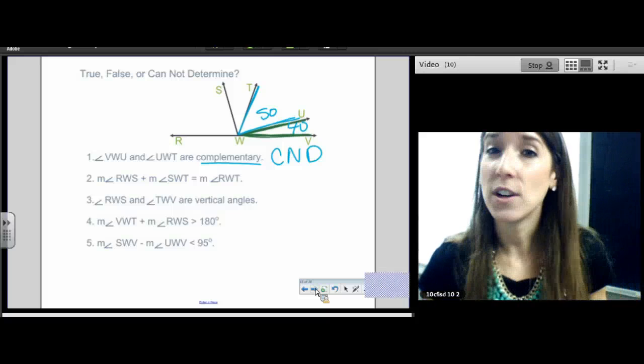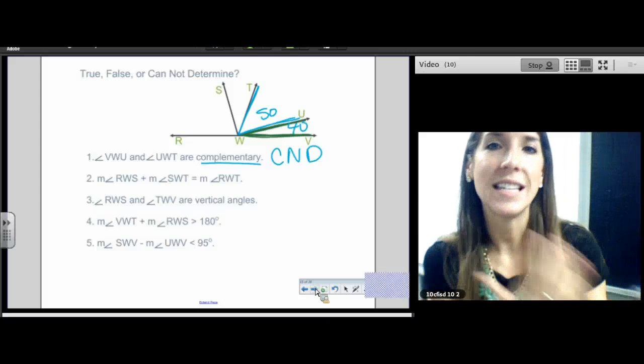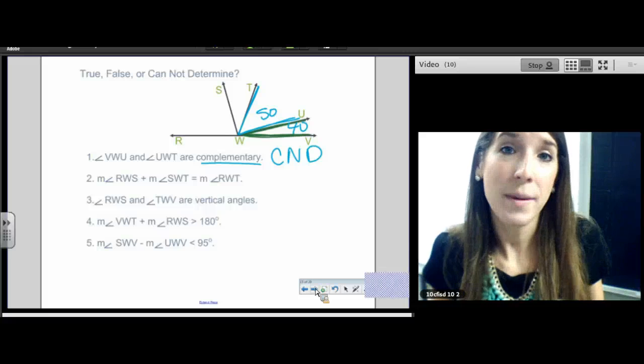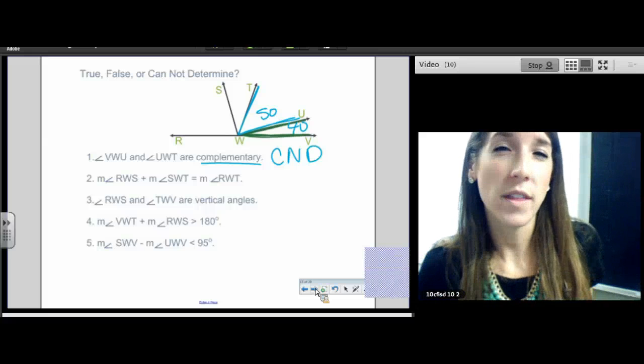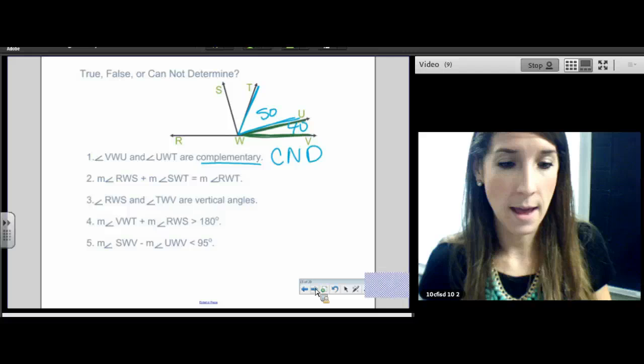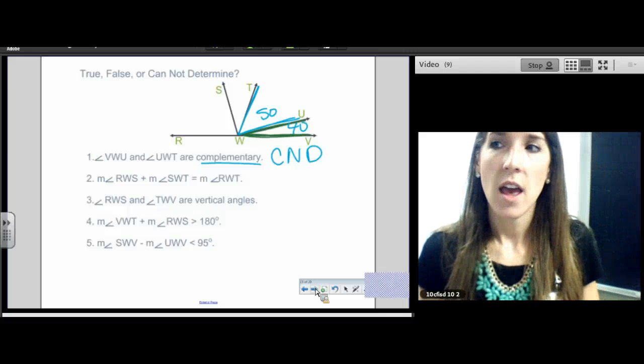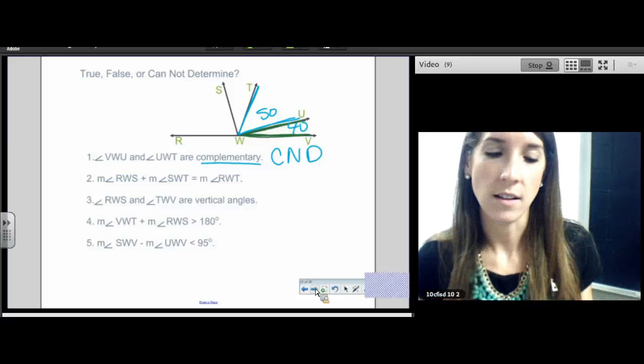So you can't trust your eyes. You can only trust the data. You can only trust the numbers. So this one we would not be able to say because no one told us what the degrees of those angles are. Okay? Right. Oh, not drawn to scale just means 90 doesn't really look 90.